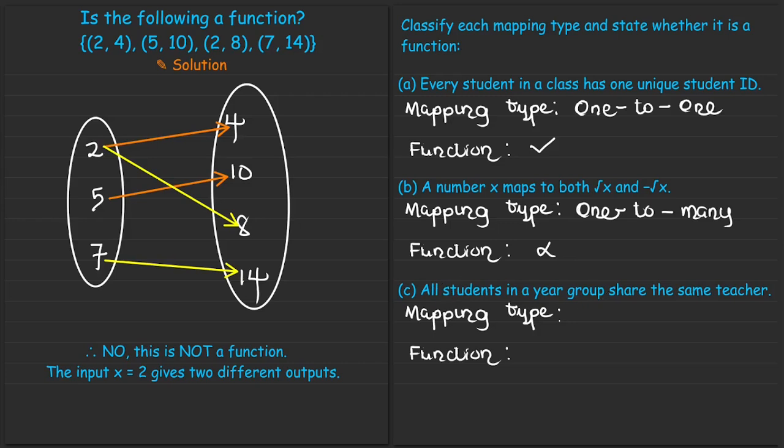Then our last one we have is a what? All students in a year group share the same teacher. They share the same teacher. Many students. All students. So we can say it's a many, and then they share the same teacher. So 2, 1. And many to 1 is also a function. You see? So this would be the classification of these we have over here.